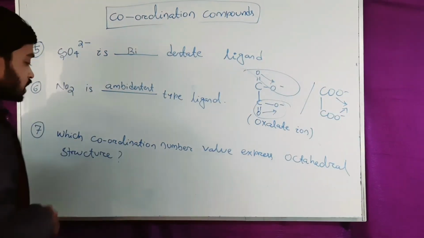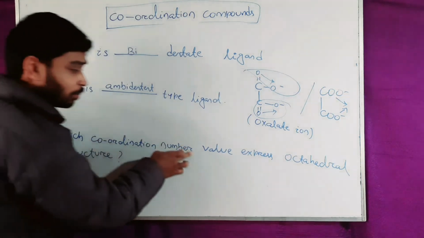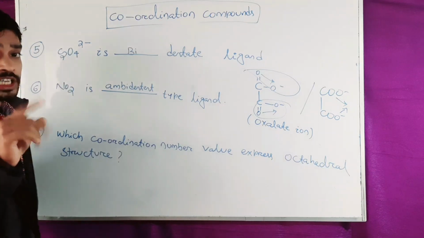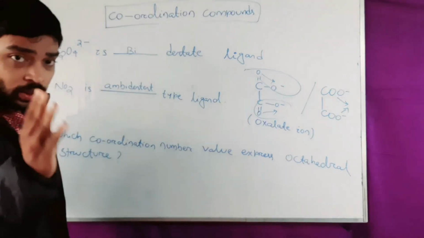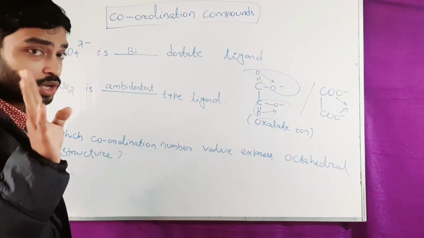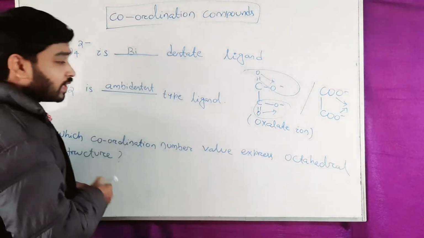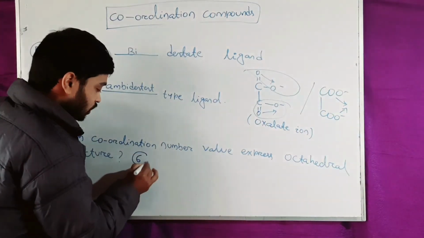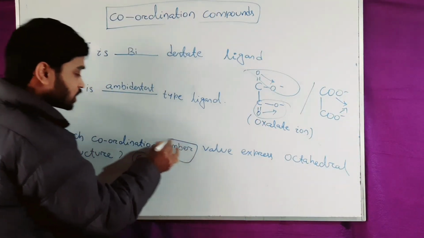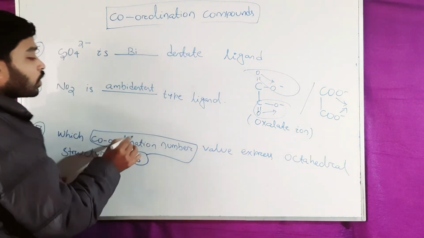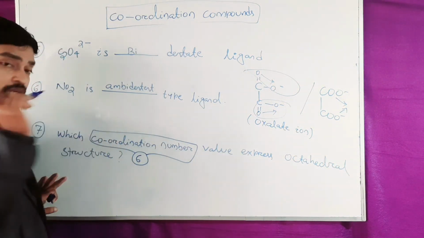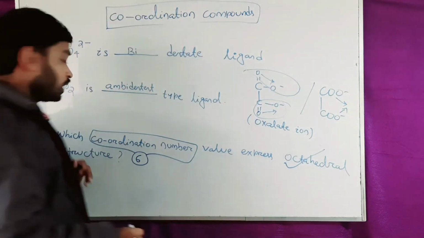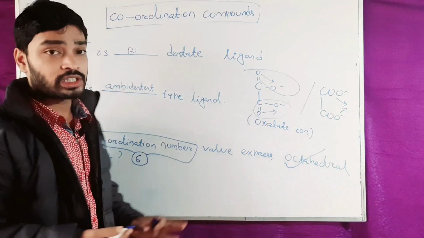Moving to the 7th question, which coordination number value expresses octahedral structure? You know that coordination number 2 expresses linear structure, coordination number 4 expresses tetrahedral structure or square planar structure also. Similarly, the octahedral structure is expressed by coordination number 6. So a coordination compound having coordination number 6 expresses the octahedral structure. In the coming class, we will practice more questions from this section.